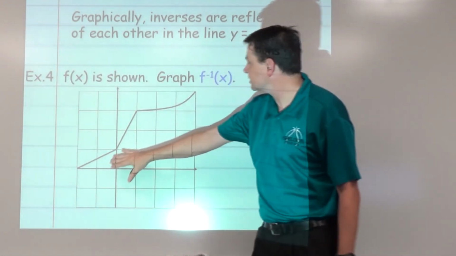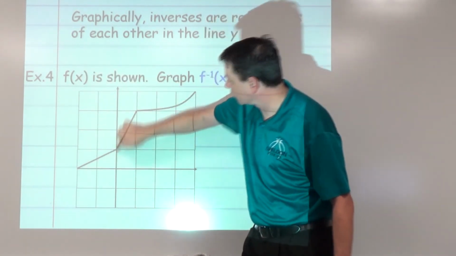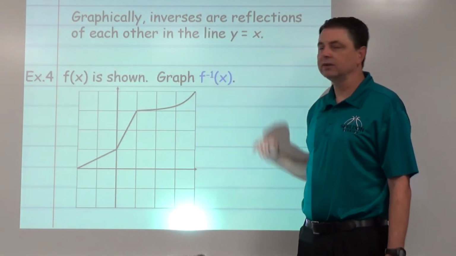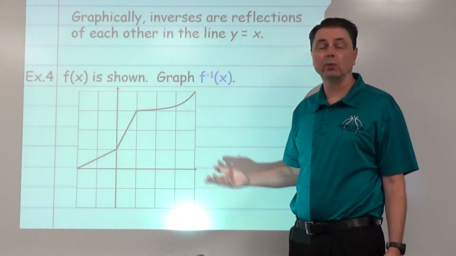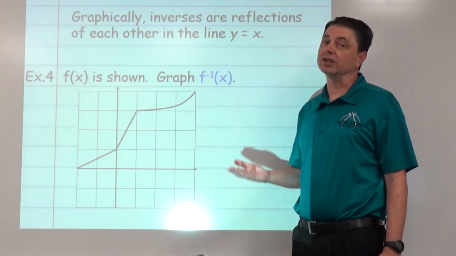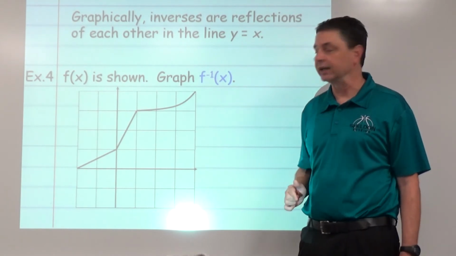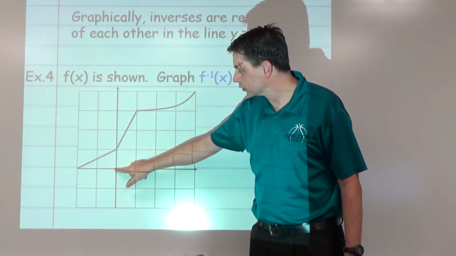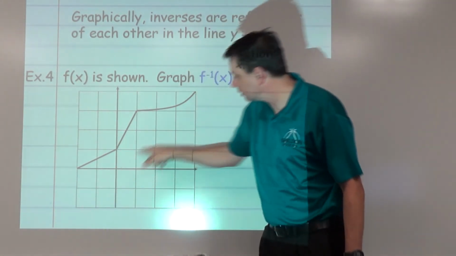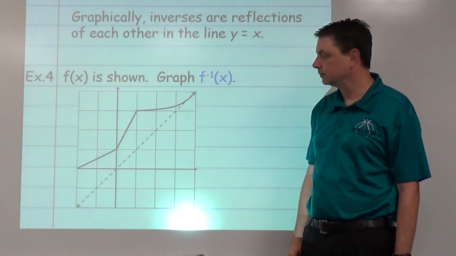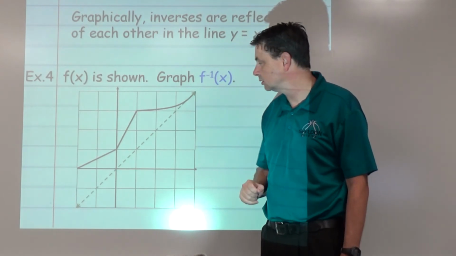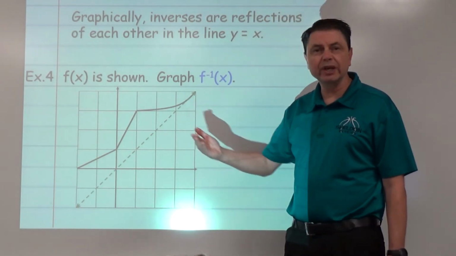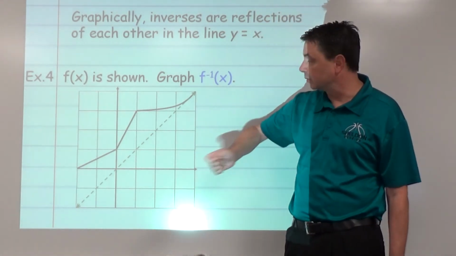So if we have this graph shown, f of x is right here, graph the inverse, which would be the reflection in this line y equals x. So we might want to start by graphing the line y equals x. Goes through here, there's our line. It has a slope of 1 and a y-intercept of 0. So now from there we can just take each point and reflect them across.